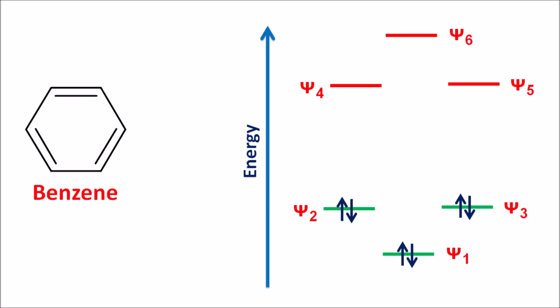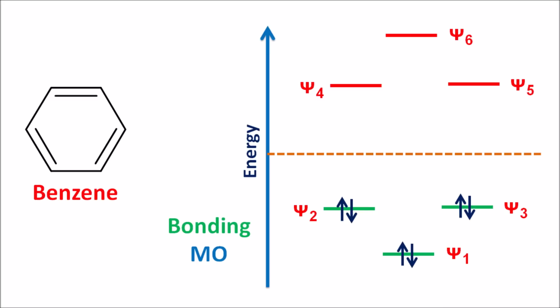In this way, the benzene can show 6 molecular orbitals. Among these, 3 are bonding molecular orbitals and 3 are anti-bonding molecular orbitals. So that's about the molecular orbital theory of benzene. Benzene is highly stable because of resonance stabilization. So electrons can be present in the Psi1, which is the highly stable and less energetic bonding molecular orbital.